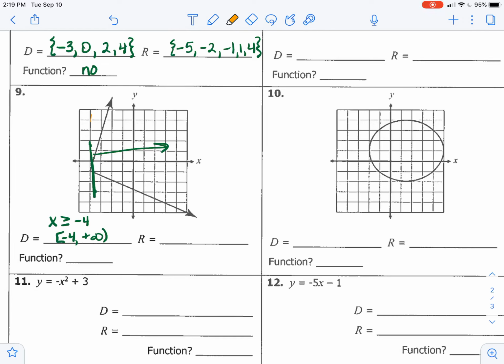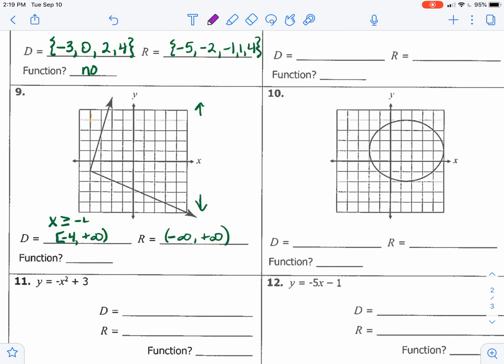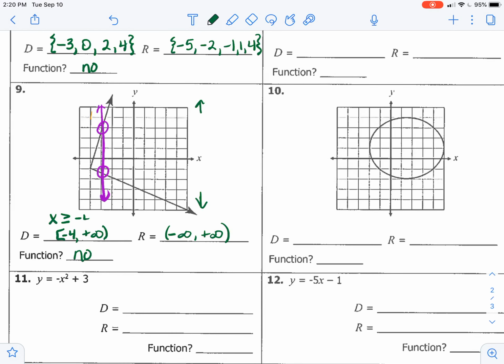Then when I look at my y values, what I'm seeing is this arrow going down and this arrow going up. So I'm really not missing any of our y values, so this would be all real numbers, or negative infinity to positive infinity. Final test: is it a function? That's again where our vertical line test is going to come in. Can you draw a vertical line anywhere and hit in two spots? Yes, if I draw right here, I'm going to hit here and here. And so this is no, it is not a function.